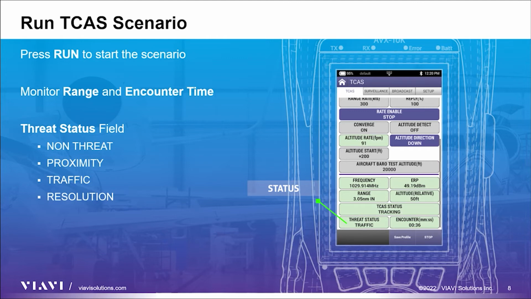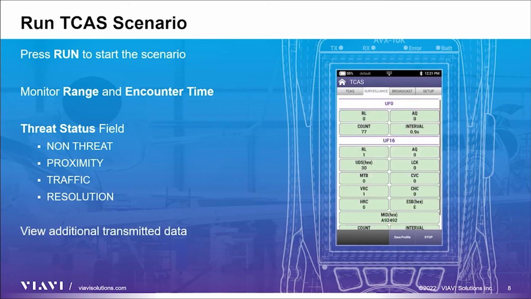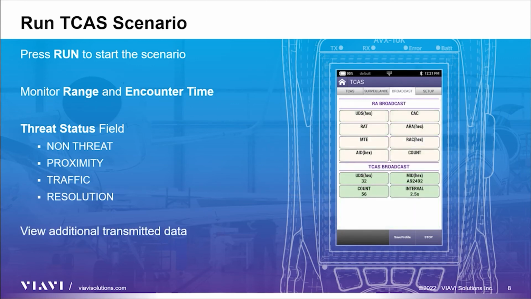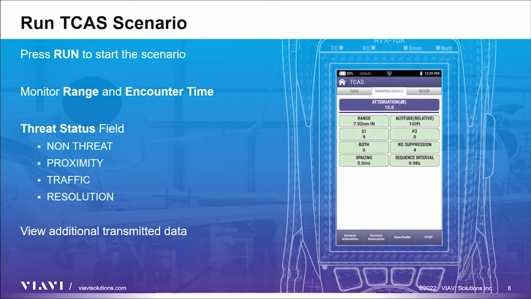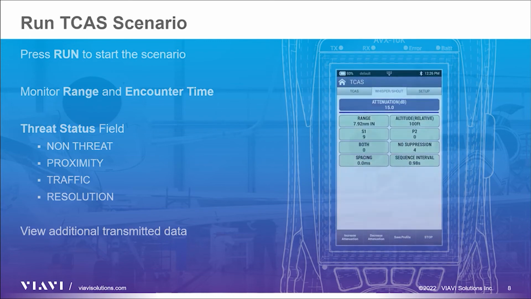greater than 40 seconds. Proximity will be displayed when range is less than 4 nautical miles and encounter time is greater than 40 seconds. Traffic will be displayed when encounter time is less than 40 seconds and greater than 25 seconds. And resolution will be displayed when encounter time is less than 25 seconds. Slide right or click on other tabs to see additional transmitted data. Once satisfied that the TCAS unit under test is operational, press Stop to complete the test.